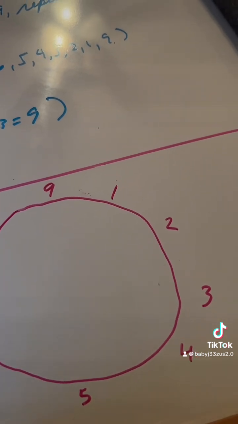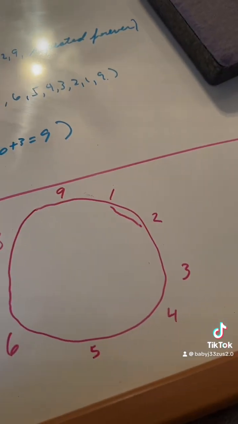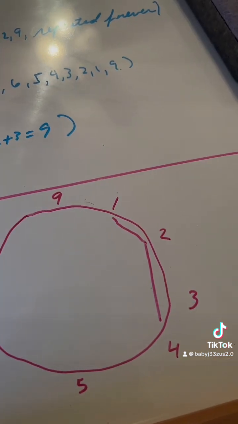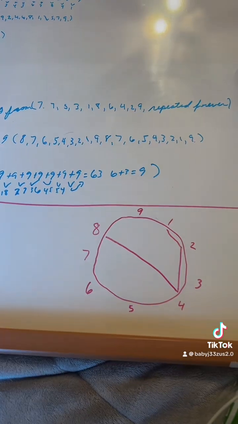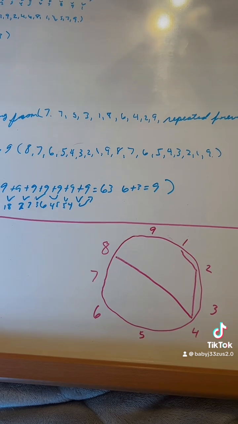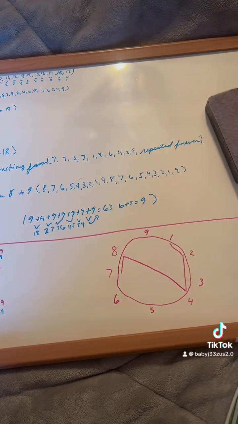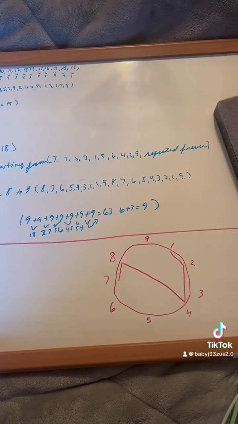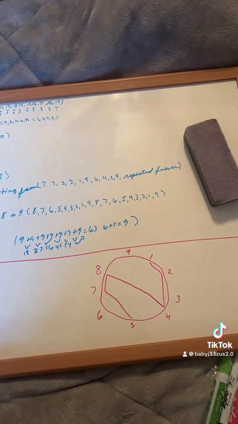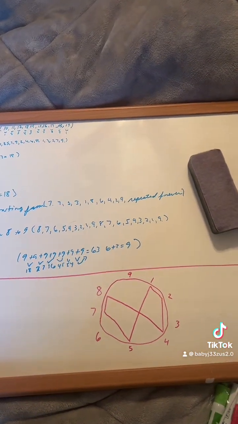1 times 2 equals 2, right? And then 2 times 2 equals 4. And then 4 times 2 equals 8. 8 times 2 is 16. 16 is 1 plus 6, that equals 7. 16 times 2 is 32. 3 plus 2 equals 5. 32 times 2 is 64. 6 plus 4 equals 10. 64 times 2 is 128.